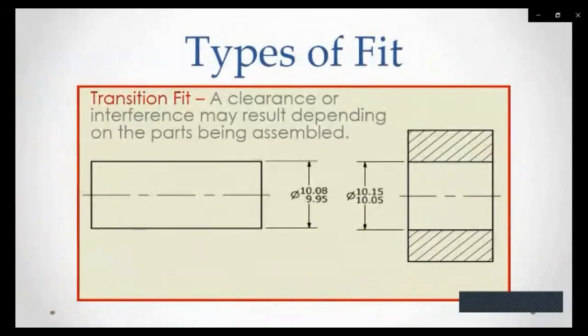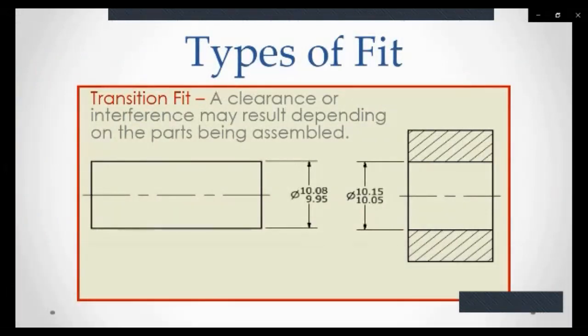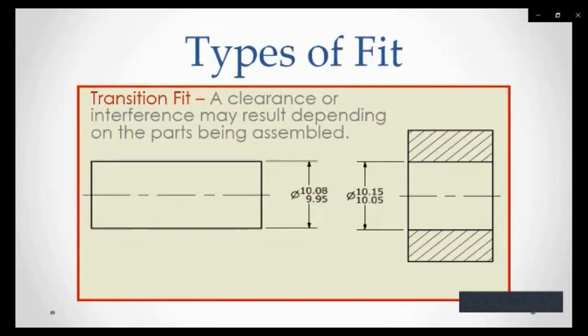But as we know, all manufactured parts have some variation in their actual measurements. In this situation, the peg could be as large as 10.08 millimeters, and the hole could be as small as 10.05 millimeters, resulting in an interference. However, the very next assembly off the production line could have a peg as small as 9.95 millimeters and a hole as large as 10.15 millimeters, resulting in a clearance. Since both of these situations are acceptable within the tolerance of the parts, that makes this a transition fit.